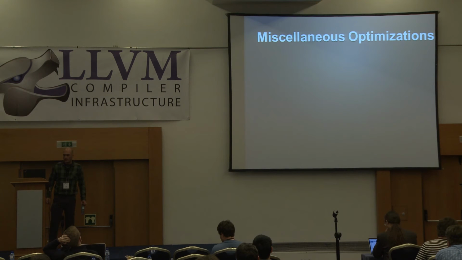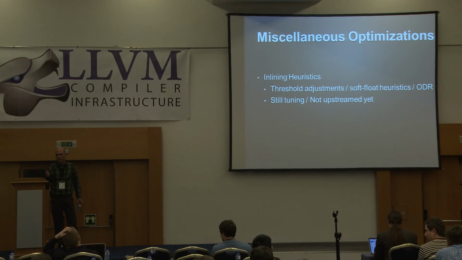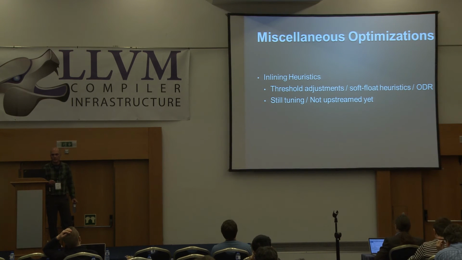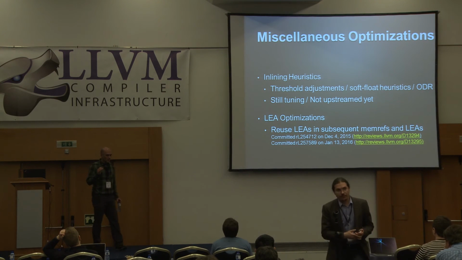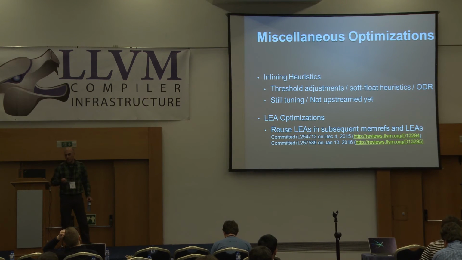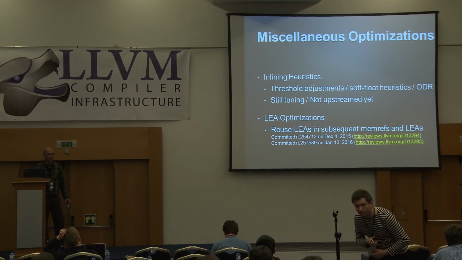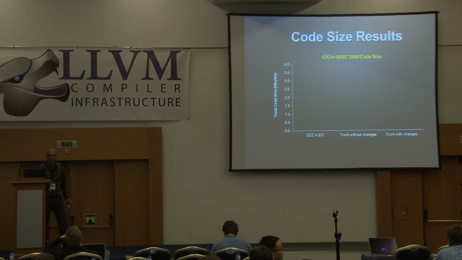Given the length of this talk, we didn't have time to cover everything, so we have a little miscellaneous optimization slide here where I'll quickly mention some of the other stuff we worked on. We did some inline heuristics tuning, where we played around with thresholds and other heuristics. We also did some LEA optimizations. We found that we could eliminate some LEAs and do some address propagation to reduce code size, and we can talk about those later should anyone care. Those gave us about another 1 point something percent code size reduction. Okay, we're running out of time, so I'm going to speed up a little bit.